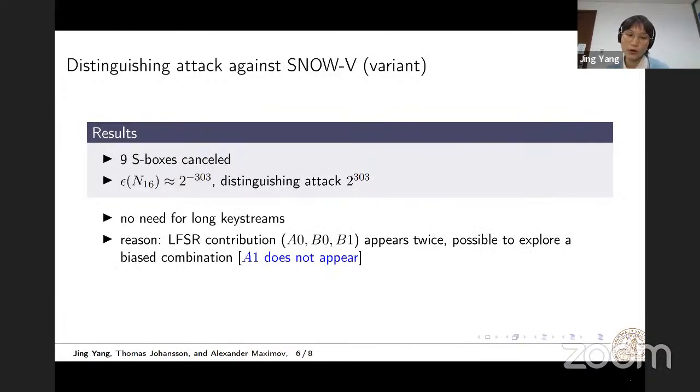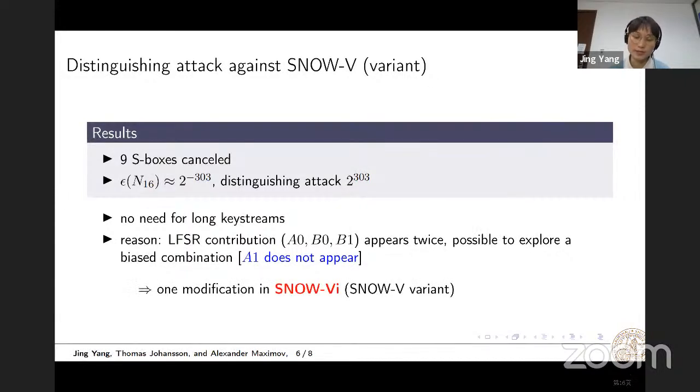As I mentioned, our attack does not need any long key streams. And this is because the abstract contribution A0, B0, B1 all appear twice. And it's possible to cancel them out and explore a biased combination locally. While on the other hand, the last variable, A1, does not appear in the expression of the 3 key stream words at all.